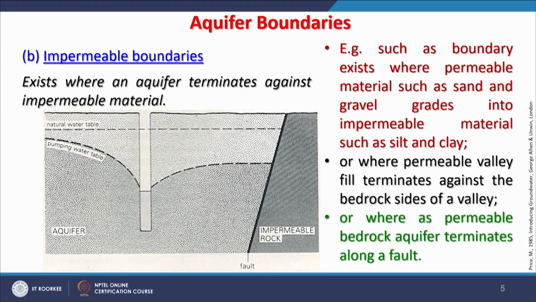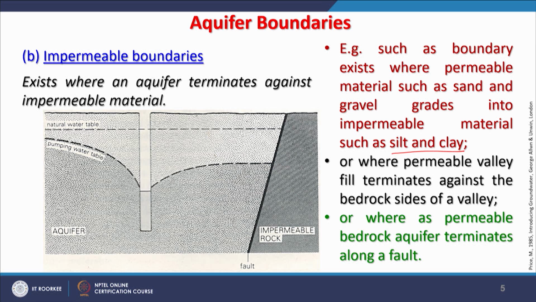Now, these impermeable boundaries exist where permeable materials such as sand and gravel grade into impermeable materials such as silt and clay. So, even within sedimentary formations, if we encounter a clay layer or silt layer along with the sand or gravel layers, then this kind of situation, impermeable boundaries, will occur. Or impermeable boundaries will also occur in valley fill which terminates against the bedrock, or which are on the sides and which are hard rock.